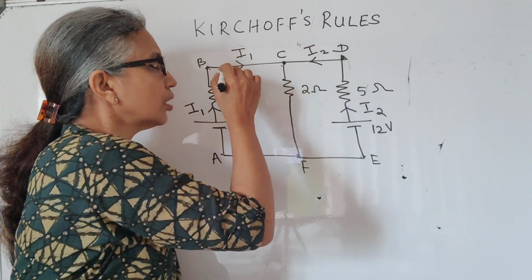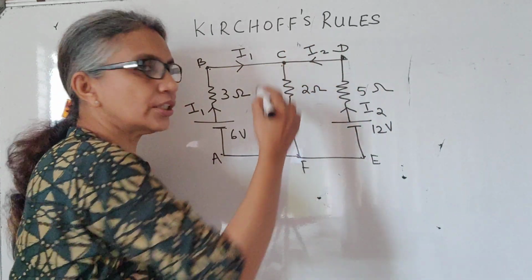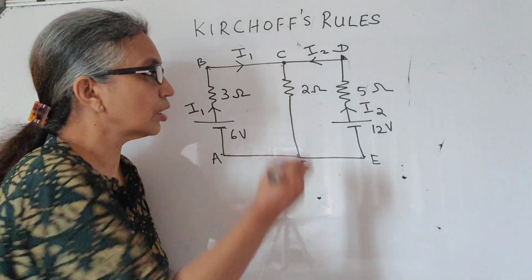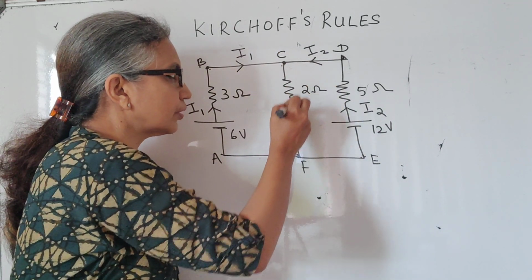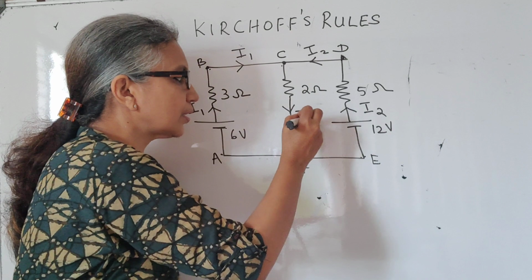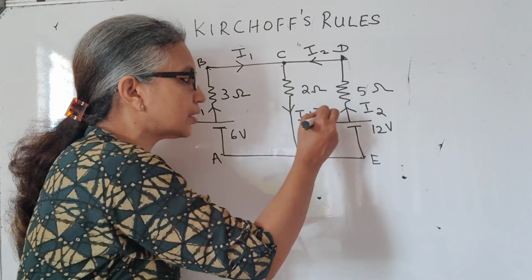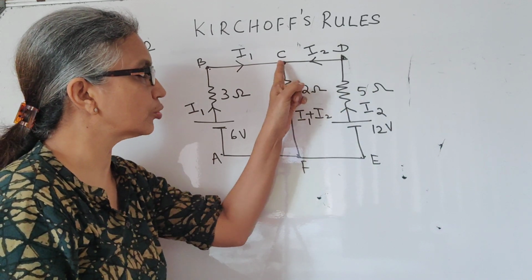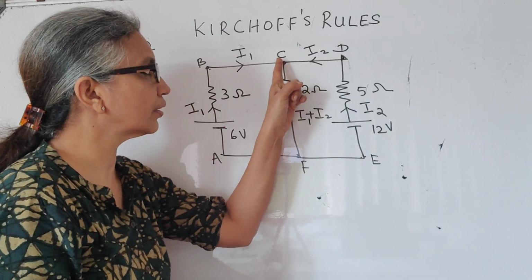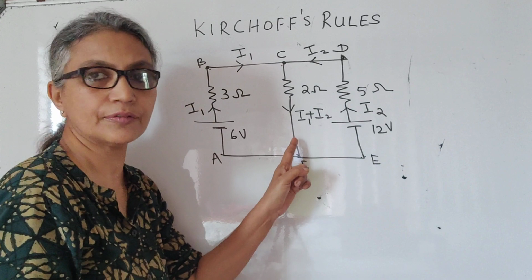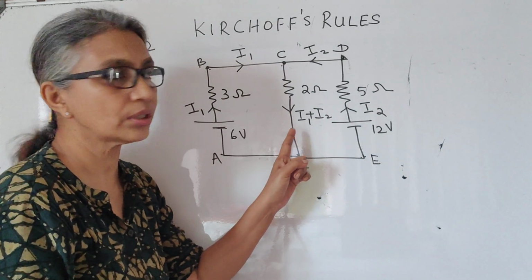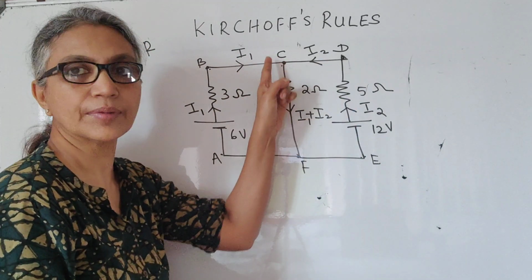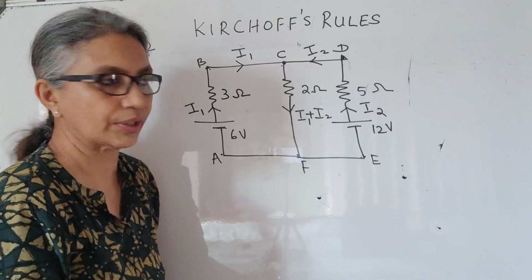Now at this junction, we have current I1 and I2. Both are entering the junction. So the current that leaves from this junction must be the sum of the currents that entered the junction. I hope you understood. I1 entering here, I2 is also entering here. So together I1 plus I2 must leave the junction by the first rule. The sum of the currents entering must be equal to the sum of the currents leaving.